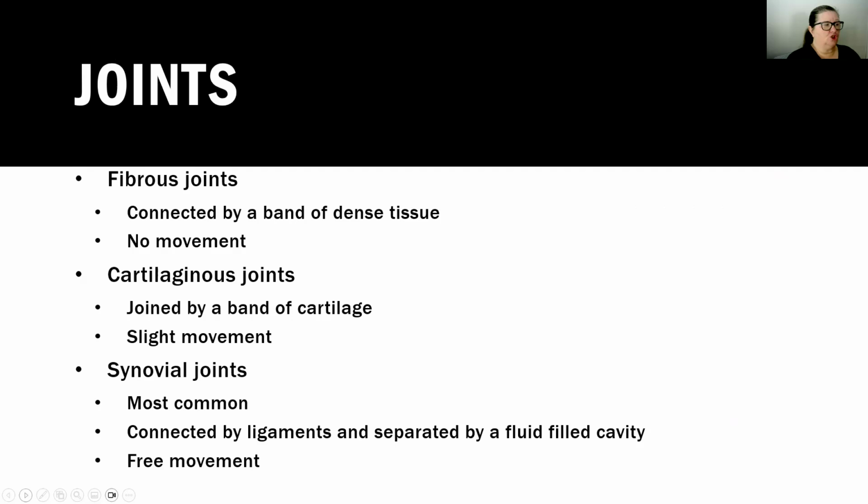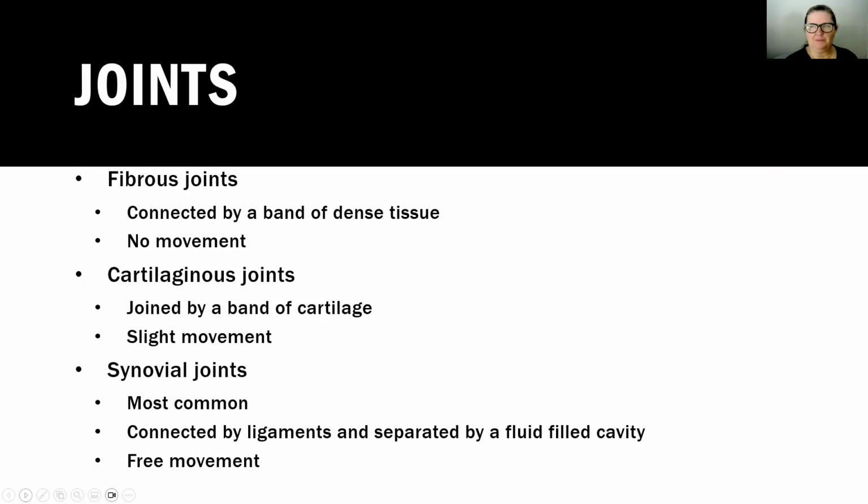All right, let's talk a little bit about joints. There are different types of joints, and each type of joint has its own characteristics. For instance, a fibrous joint is a joint that's connected by a dense band of tissue and does not allow for movement. A really good example of this would be a suture in the skull. Those are technically joints because it's two bones coming together, but because they're connected with a really dense band of tissue and they're butted up right against each other, they don't move. There's no articulation.